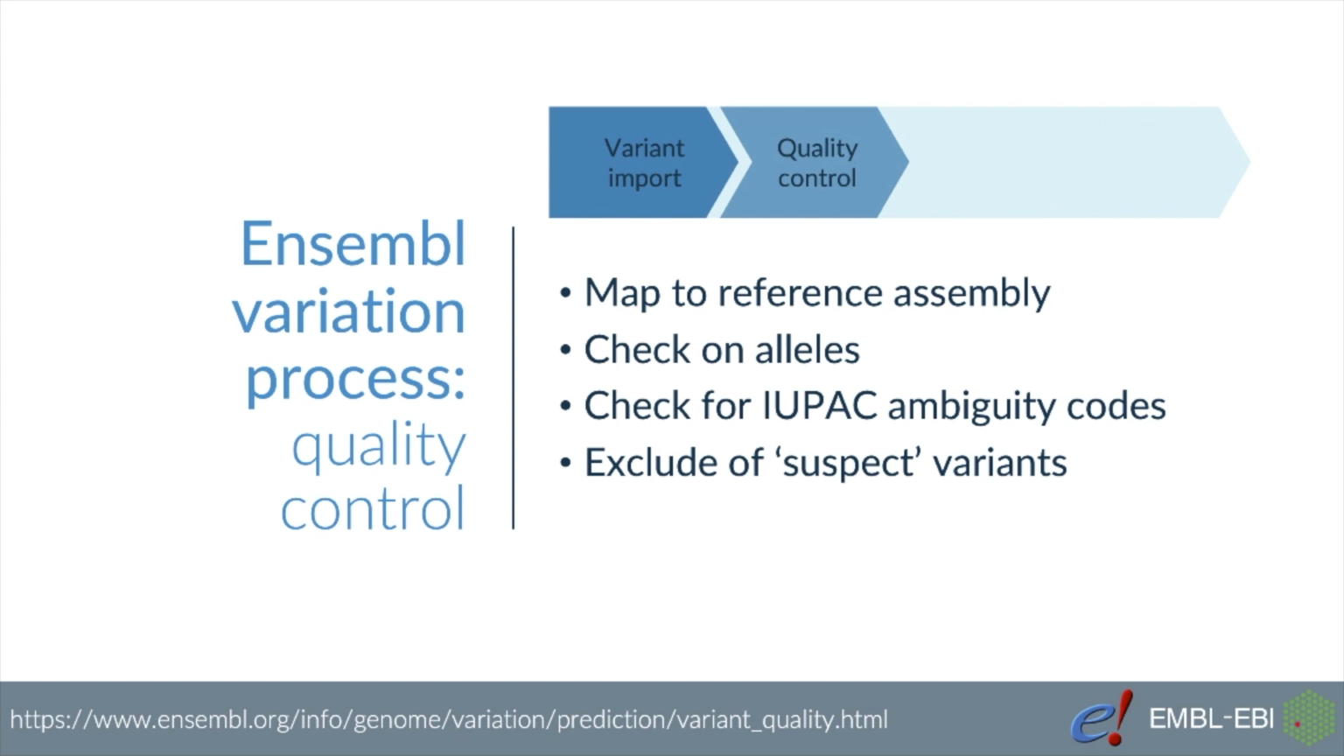If you're not familiar with IUPAC, it stands for International Union of Pure and Applied Chemistry. They're responsible for the nucleotide codes. So apart from A, T, C, G, you might also see different letters in the genetic code. For example, R, which would stand for either A or G, so purine. We also exclude suspect variants if there's something fishy about them, for example, if they map to multiple regions.